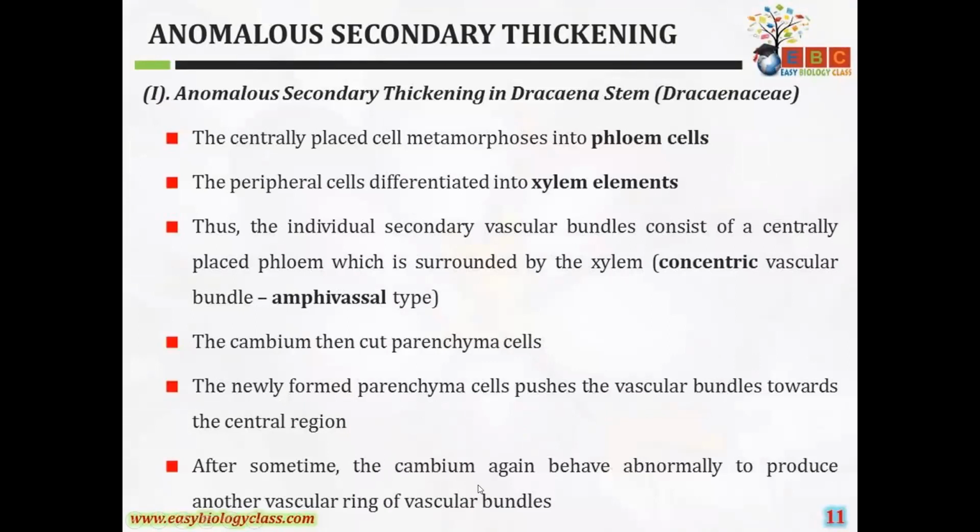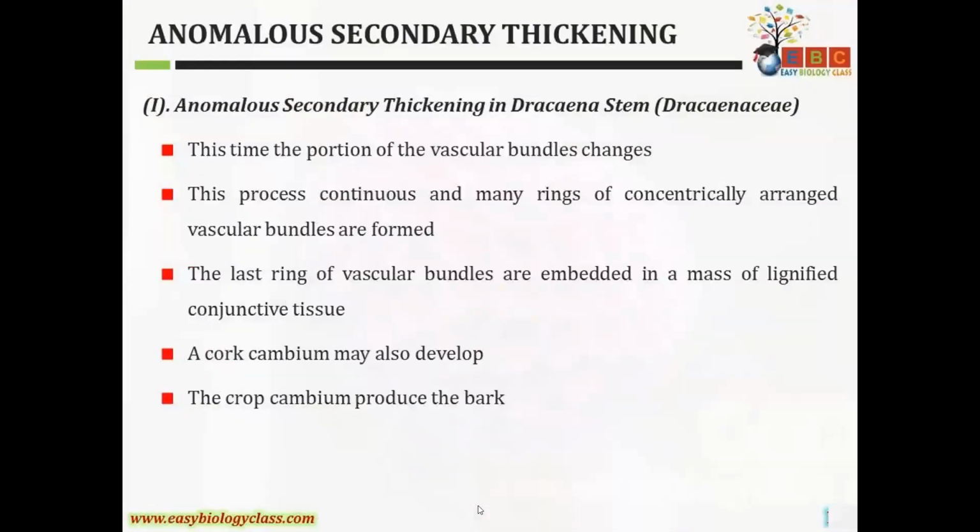After some time, this cambium again behaves abnormally to produce another ring of vascular bundles. This process continues, and many rings of concentrically arranged vascular bundles are formed. The last ring of vascular bundles is embedded in the mass of lignified conjunctive tissue. The cork cambium may also develop, and this cork cambium produces the bark outside.